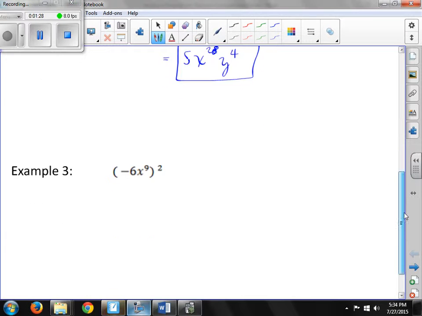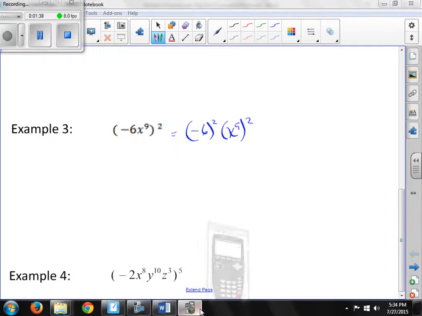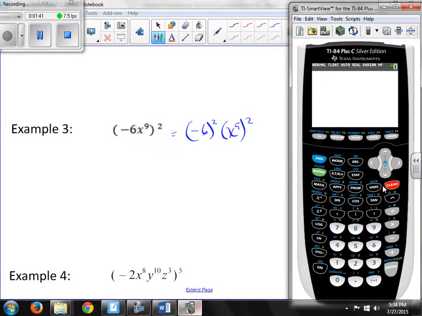On example 3, we're going to raise both of those. We're going to raise the negative 6 to the second power and the x to the 9th to the second power. So you can use your calculator for negative 6 to the second power. Let's see. Parentheses, negative 6 raised to the second power. That would give us 36. And our x to the 9th raised to the second power, that's when we multiply the exponents, would be x to the 18th.